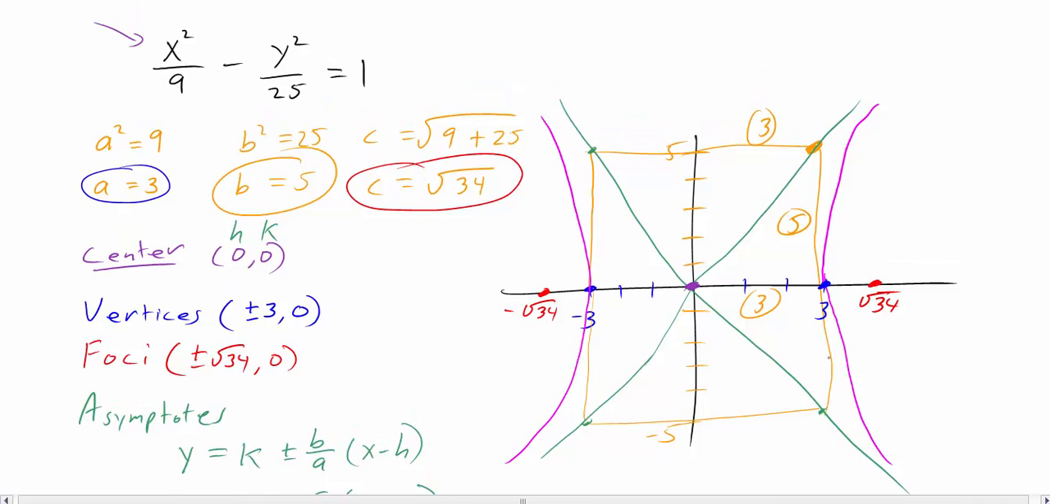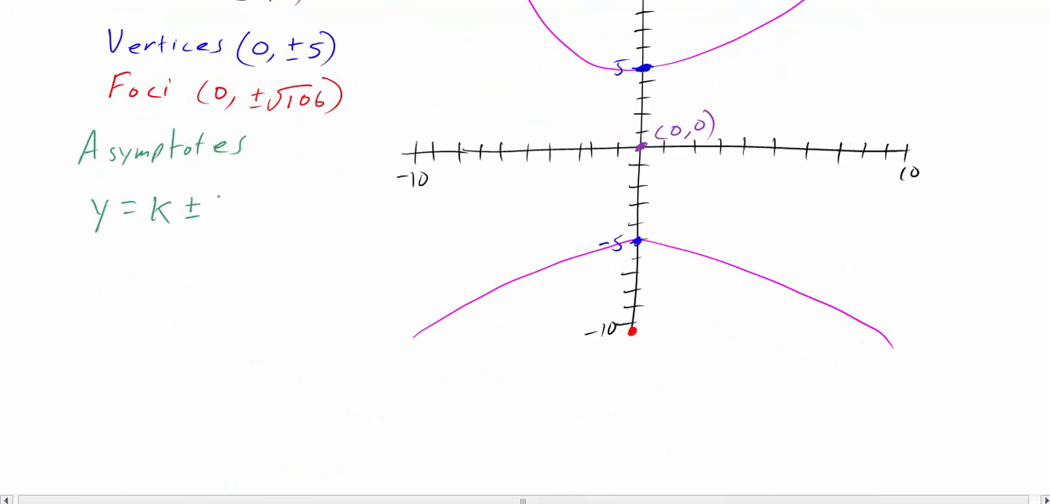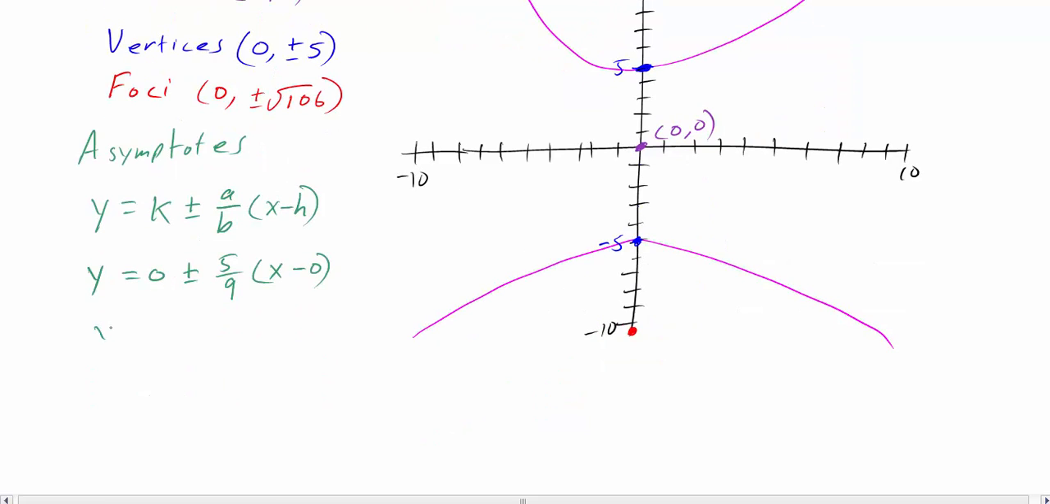Let's see, if we have the vertical, it is going to be a over b. So that's your rise over your run. And that's multiplied by x minus h. So for the example here, we know our k value, once again, is at the origin. So k is 0. Our a value, we look up above, our a value was 5. The b value is 9. And then x minus 0. So we could certainly just write this as y equals a positive and negative 5/9 x. And that would give us the two asymptotes.